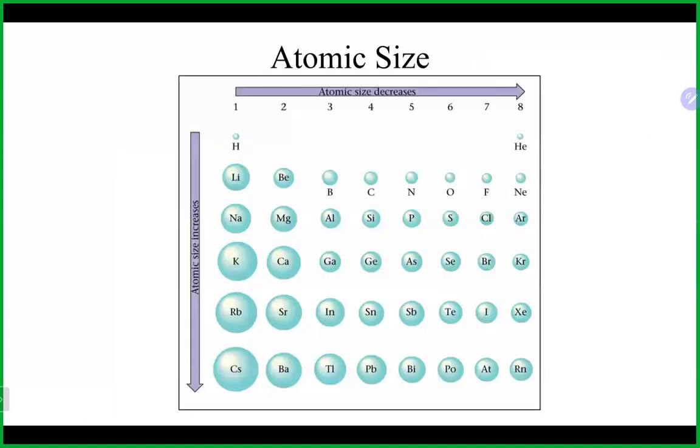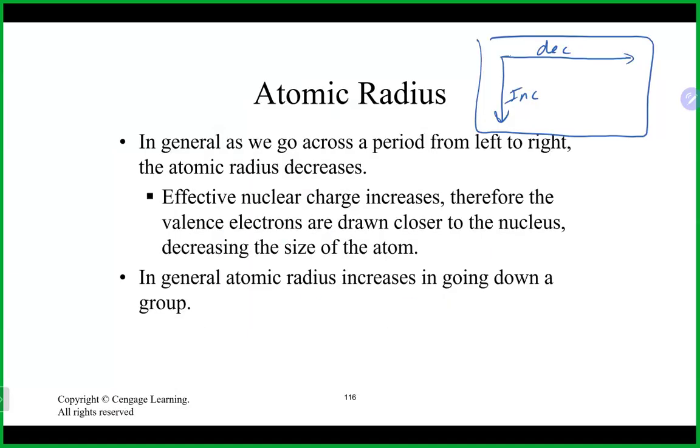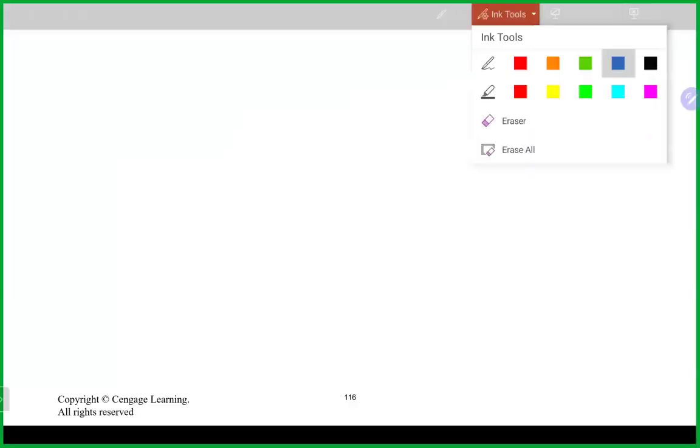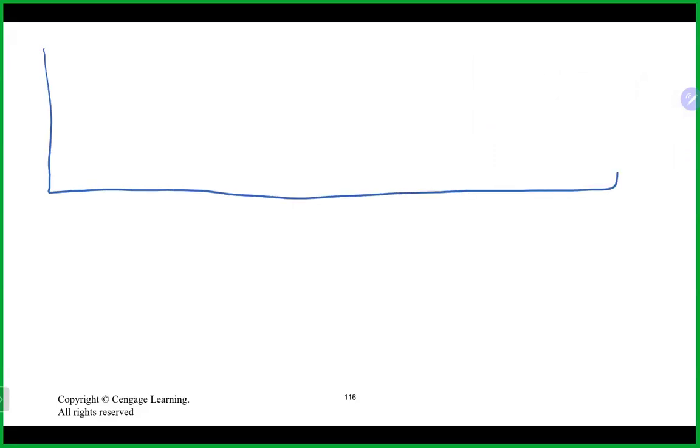So how do all these trends come together and help us understand what happens? Here's a picture from your book of atomic size. And again, you can see it gets much smaller as you go to the right and increases as you go to the left. So let me write on here. If we were to take all of our trends together, I'm going to try to do this on the top half so you can see it a little bit easier.